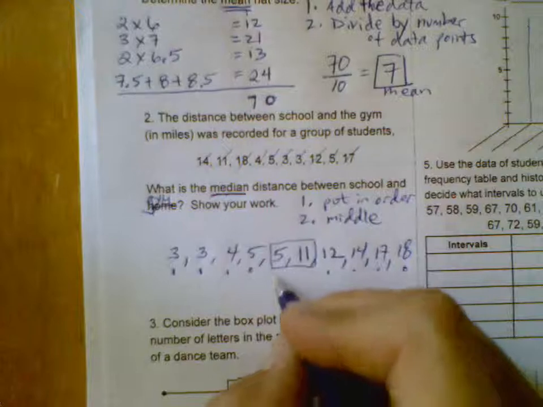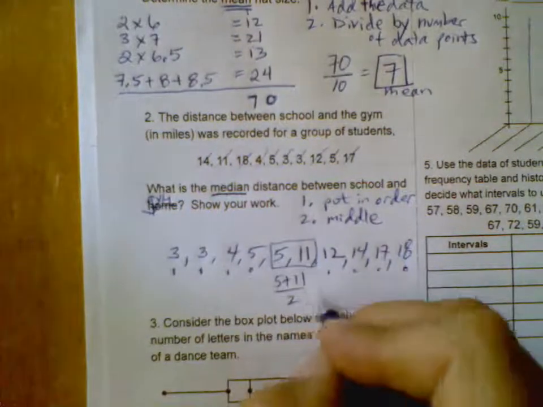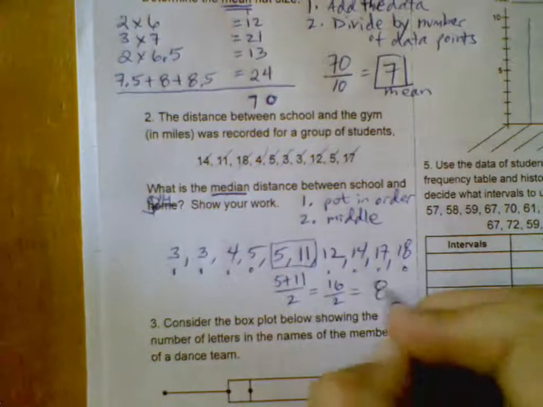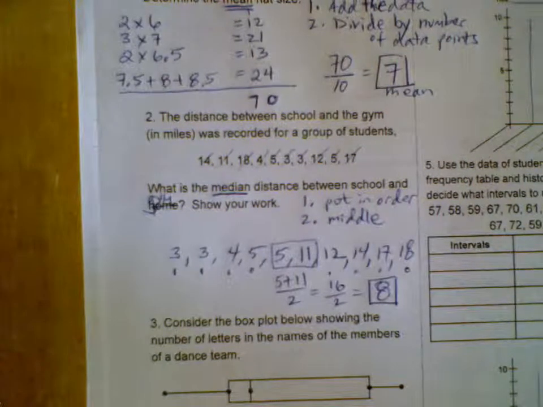So when I have 2 numbers in the middle, I have to find the average, which is simply adding them together and dividing by 2. So 16 divided by 2, so the median is 8. The median was 8 for that set of numbers.